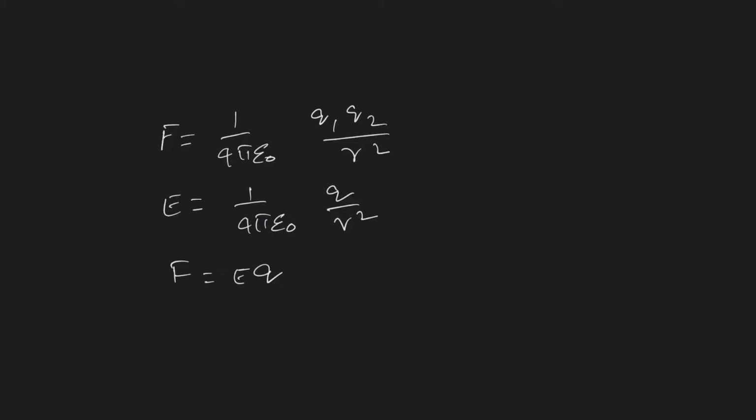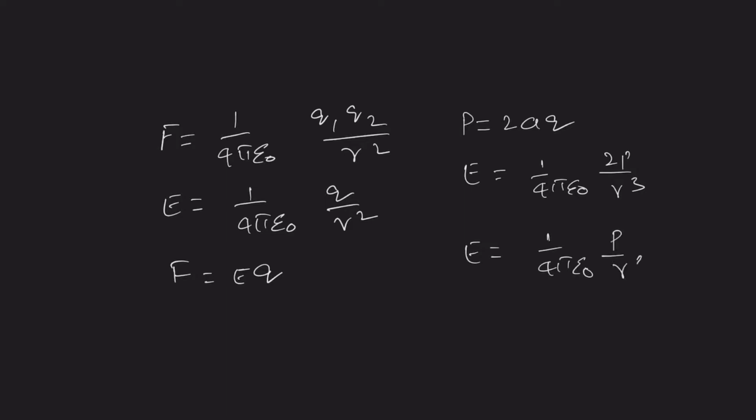So dipole, plus q, minus q, is separated by some distance. So dipole moment formula, P is equal to 2aq. Electric field on axial line is 1 by 4 pi epsilon naught 2p by r cube. Electric field on equatorial line is 1 by 4 pi epsilon naught p by r cube. Electric field due to long sheet, E is equal to sigma by 2 epsilon naught.